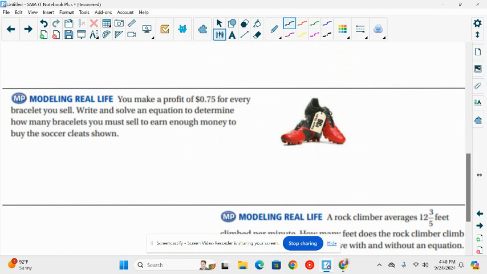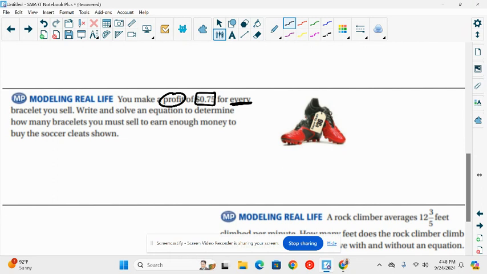So it says you make a profit of 75 cents for every bracelet you sell. What important words do we have here in this first sentence? Well, profit means it's a positive. So we've got positive 75 cents because profit's what we want. We're making money. That's a positive thing. So we're making 75 cents for every bracelet. What operation is that when we're talking about every bracelet? Multiplication. That's right.